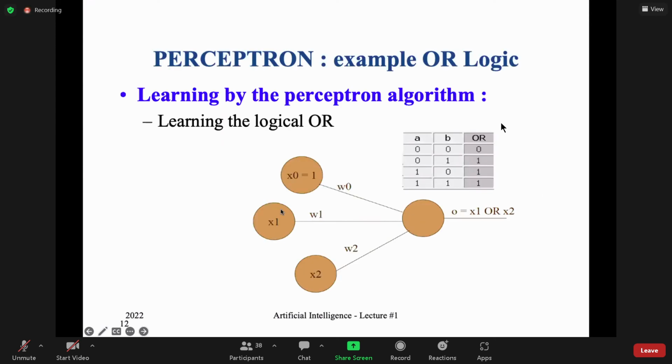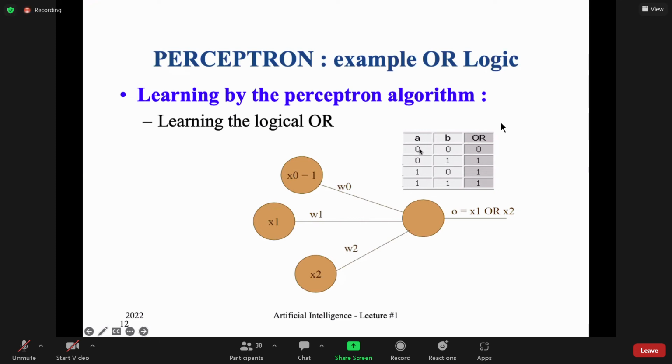Okay, so let's see an example now, a very simple example, which is what we could do with very simple logic operations. One of them is the OR function. As you know, when we have the OR function, we have two inputs, A and B.